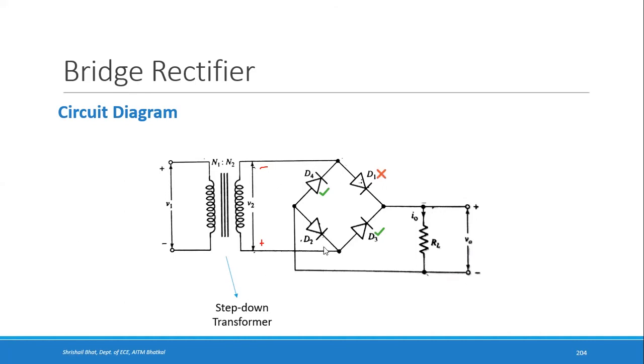Similarly, positive is connected to the N side of D2, negative is connected to the P side of D2. So D2 is also reverse biased. So diodes D1 and D2 are reverse biased, whereas D3 and D4 are forward biased in the negative half cycle of the input AC. Then what will be the path of the current?